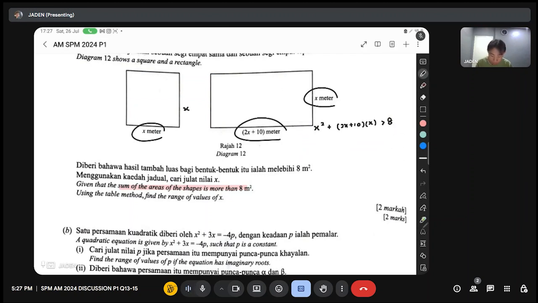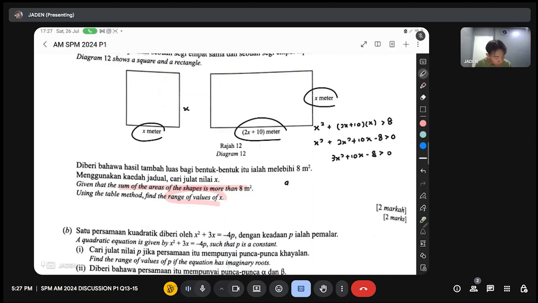Okay, let's continue from here. This is x squared plus, expand this, you get 2x squared plus 10x. Make sure you move the 8 to the front here, minus 8, and then make it greater than 0. So that will be 3x squared plus 10x minus 8 greater than 0. You want to create a quadratic equation because it will be easier for you to find the range of values of x from here.